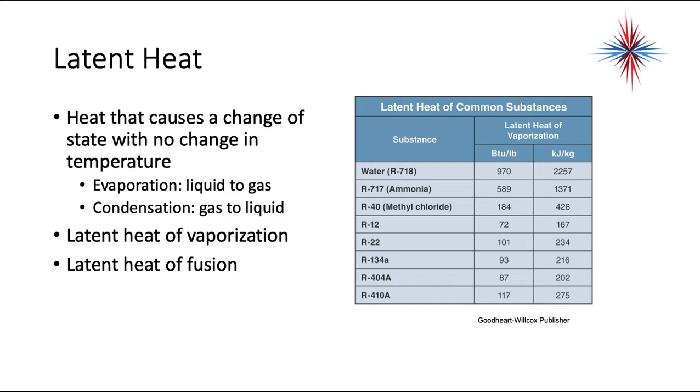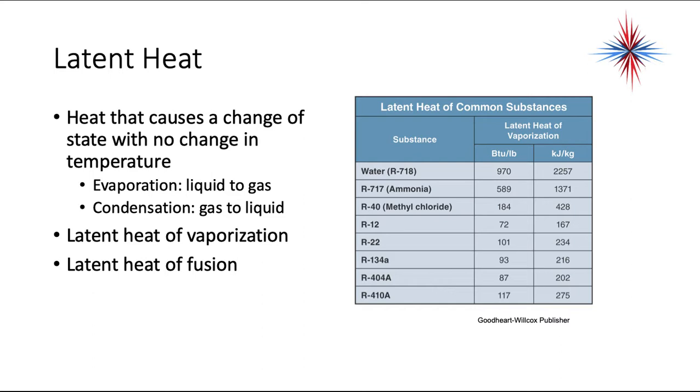Okay, so to boil water off into vapor, it takes 970 BTUs per pound of water. To boil off R22, which is one of our refrigerants, from liquid to vapor, it takes 101 BTUs. To boil off R410A from liquid to vapor, it takes 117 BTUs per pound.